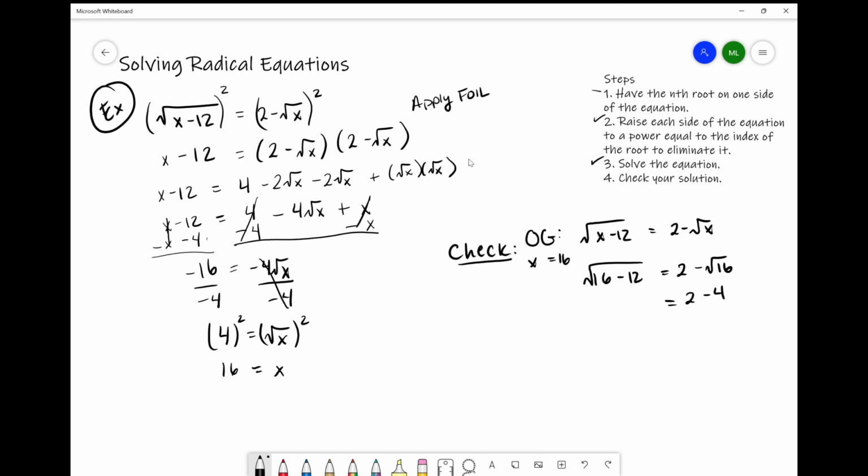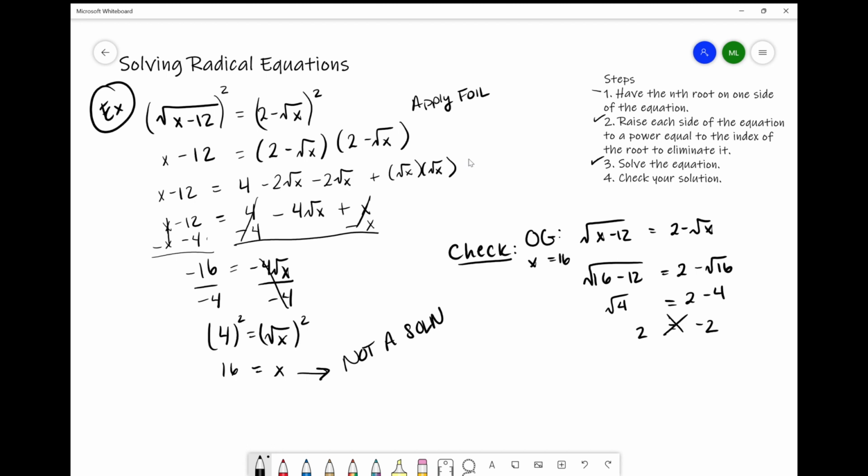So 16 minus 12, that gives us 4. So square root of 4, this is 2, and then this is going to be negative 2, right? We already have that problem when we saw 2 minus 4 over here. Well, this doesn't work. This can't work out. So saying that x is equal to 16, this is not a solution. So this was our only solution.